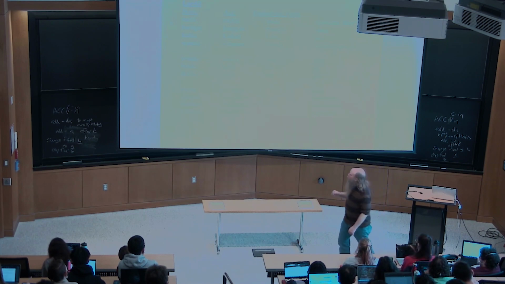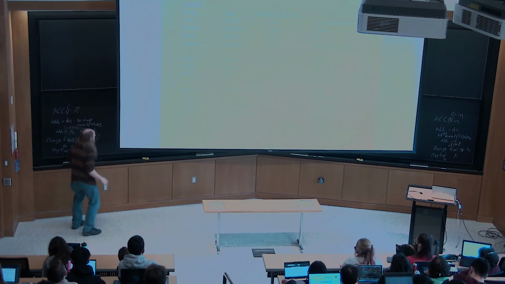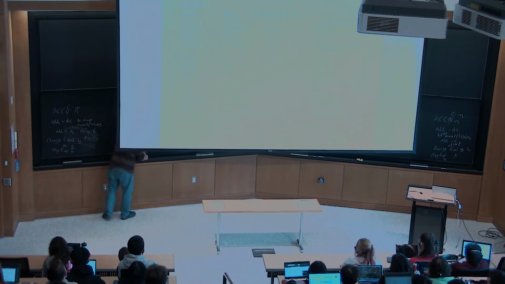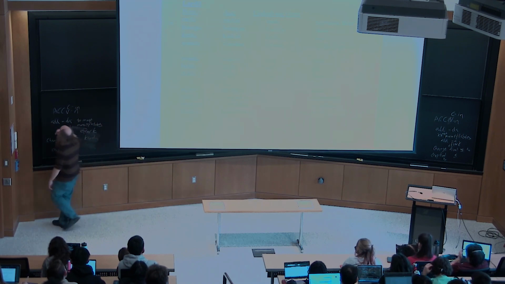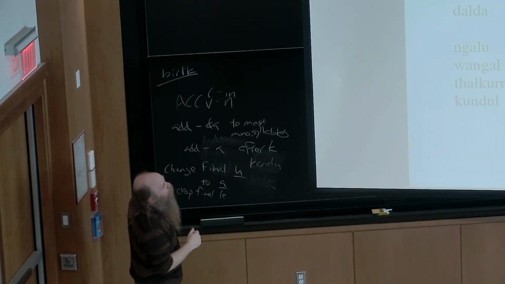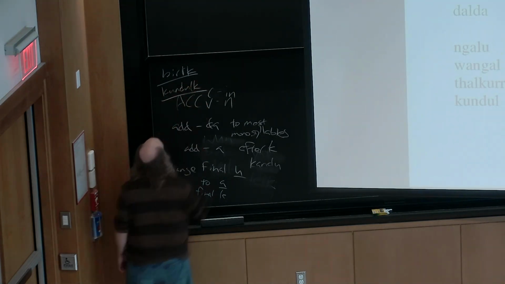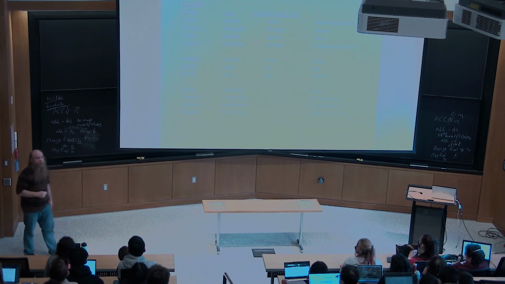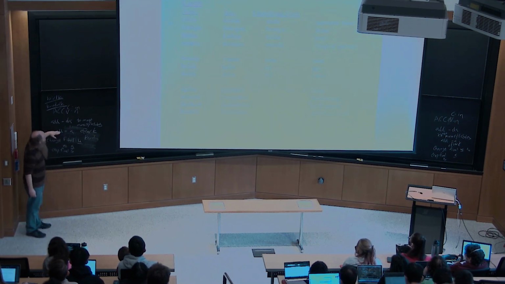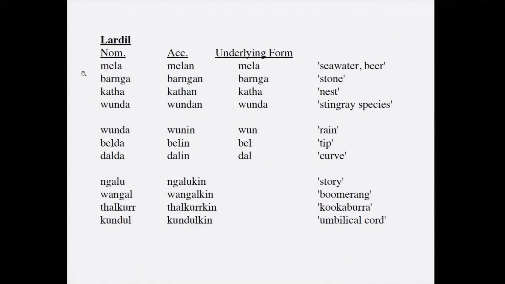Here's another thing we could do though, right? So just to stick to the case that you were worried about a second ago. We've got words like birk, that means string, underlying birk, and then we've got words like underlying kundulk, that means umbilical cord, right? And with birk, what we do is add a. But with kundulk, what we do is get rid of the final k. So these two words are undergoing different sets of rules.